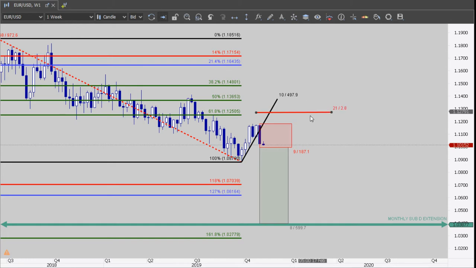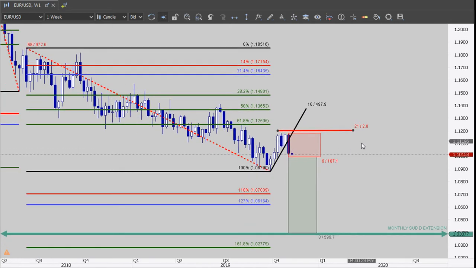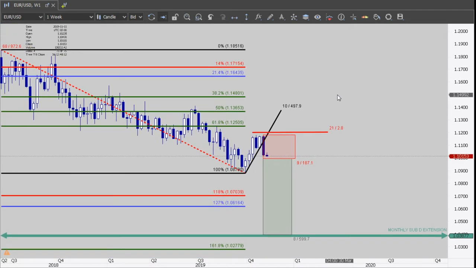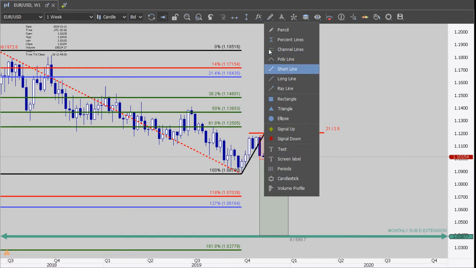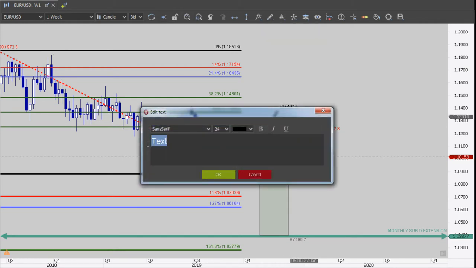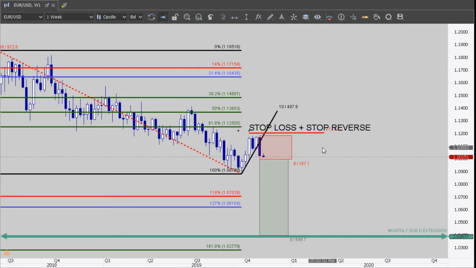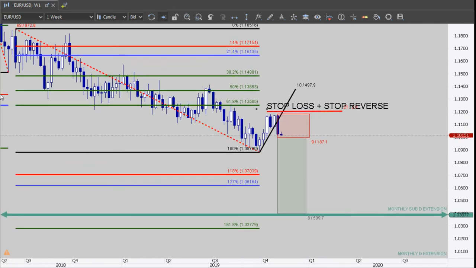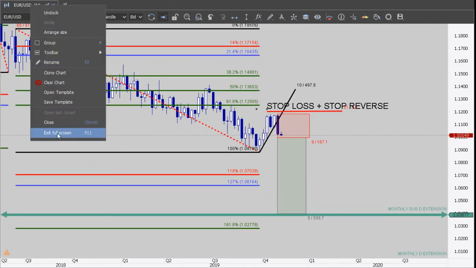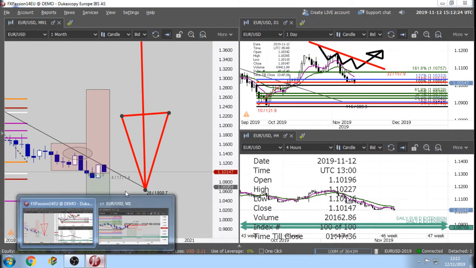I'm just going to finish this explanation, Patrick, and then I'm going to read your answer to the other student, which is in the other platform. I'm going to put a stop reverse order because I don't have a confirmed C, everybody. So stop, of course, it's a stop loss. Stop loss plus stop reverse, somewhere up in here. Now, undock, let's do it like this.